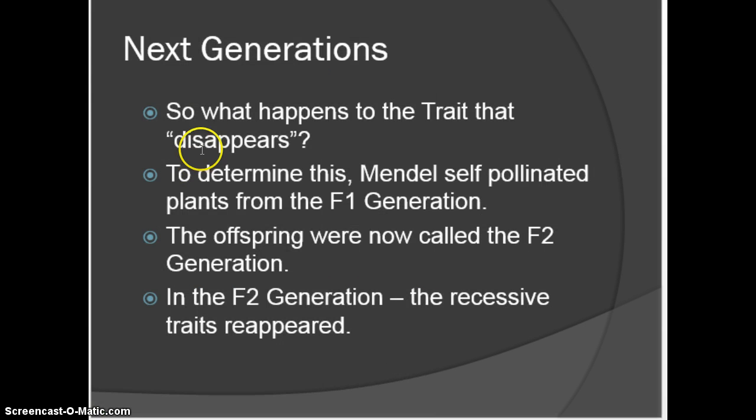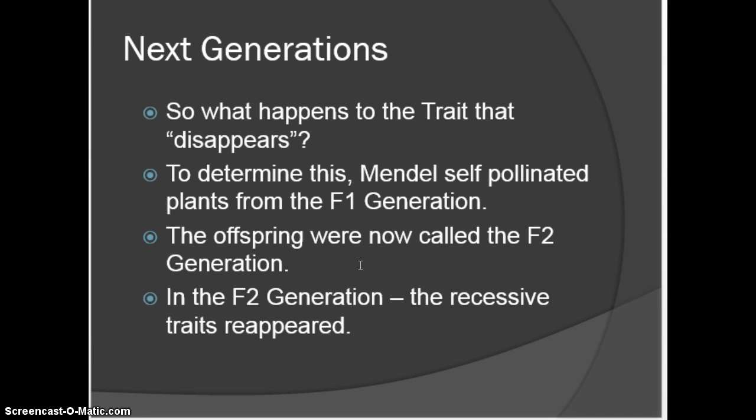But how about the next generation? What happens to this trait that disappears, this short trait? Mendel didn't know what happened to it, so he decided, I'm going to continue to research and see what happens if I self-pollinate the plants from the F1 generation. So remember, with self-pollinating plants, he's going to pollinate them with themselves. So it's just going to have their alleles. It's not going to get one from the mother and one from the father necessarily. It's going to take what it already has.